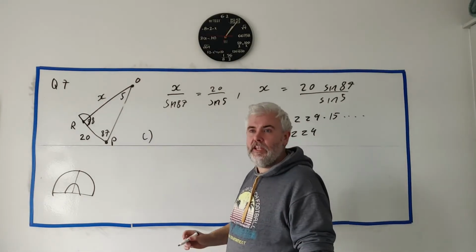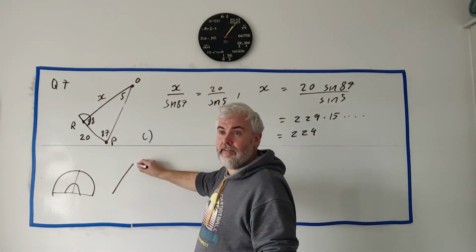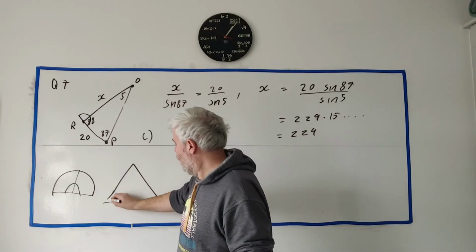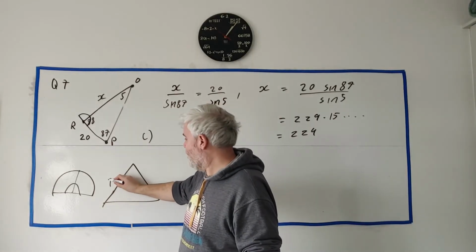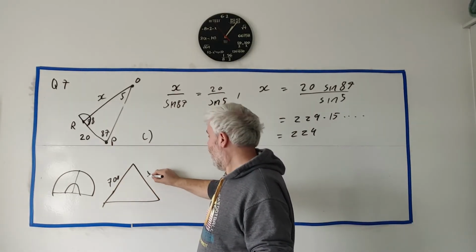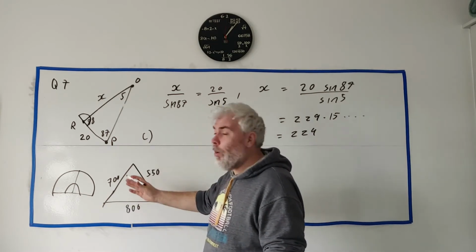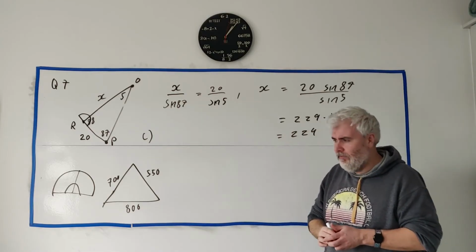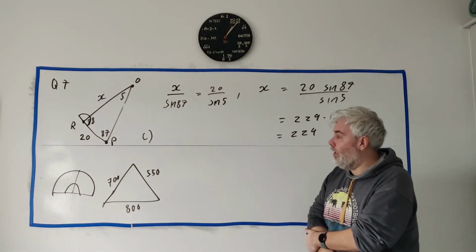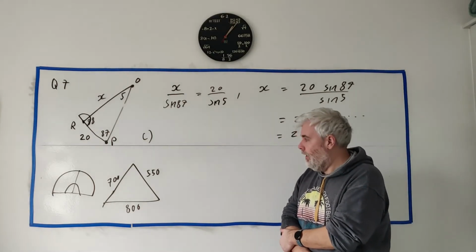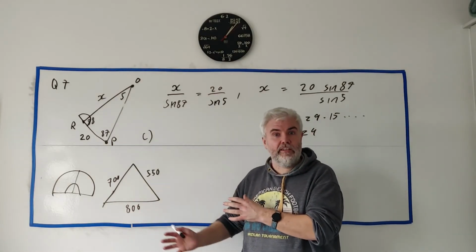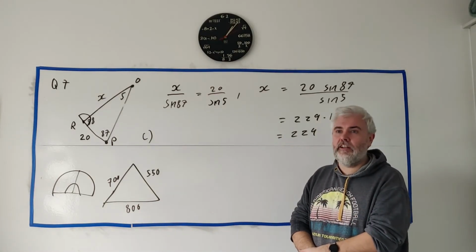We have a new triangle here, so let me draw that. Something like that. And we have all the lengths, 700, 550, and 800. We've no angles. One thing you learn over the years doing trigonometry is to solve a triangle, to find out things on a triangle.